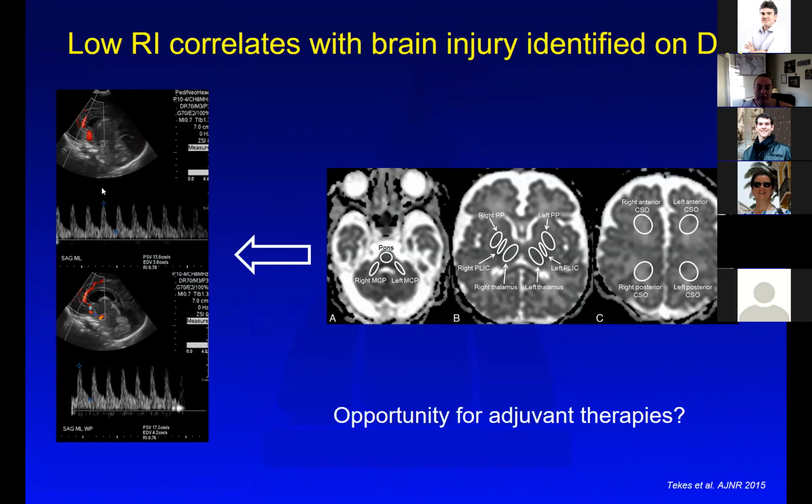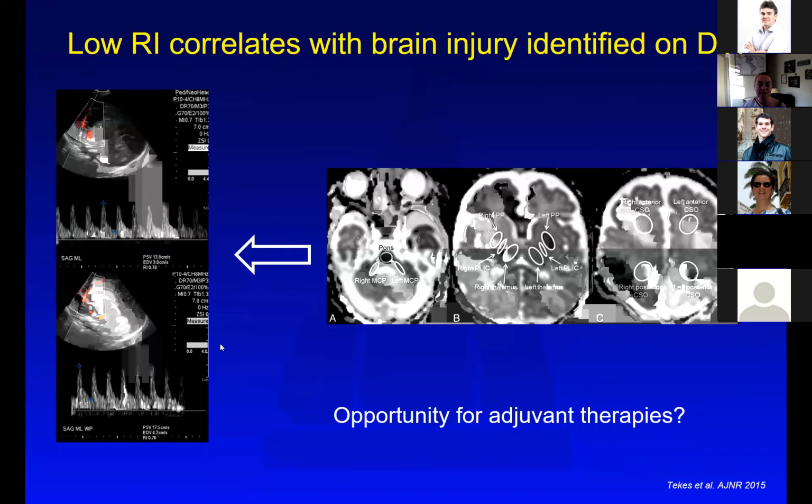Low RI values noted initially correlated with ADC values. The objective of this study was to see if we could identify the worst outcome babies on DTI earlier with head ultrasound. Could it give us an opportunity to look for adjuvant therapies to stratify patients with potentially worse outcomes? And it looks promising.